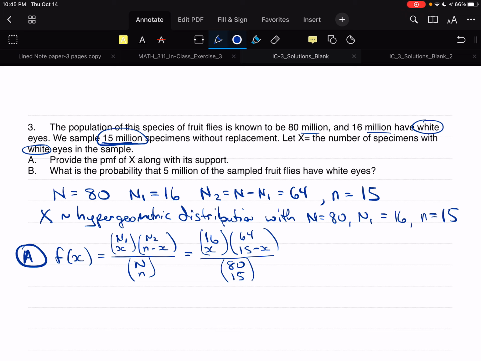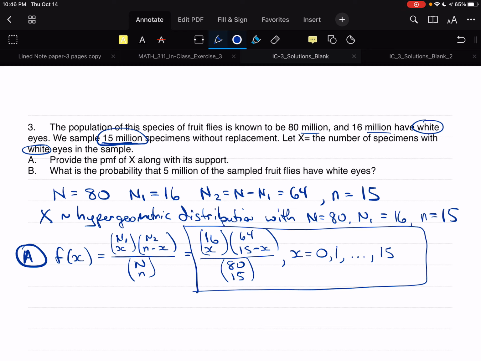Now, if you recall, x is less than or equal to little n. It's also less than or equal to N1. And of course, N1 is less than or equal to N. So we have all these restrictions. Practically speaking, x is the number of specimens with white eyes. In this case, n is 15 million and N1 is 16 million. We choose the smaller one because we're only choosing 15 million fruit flies. We can't have more than that. So x is equal to 0, 1, up to 15 million. So that is our PMF and support of x.